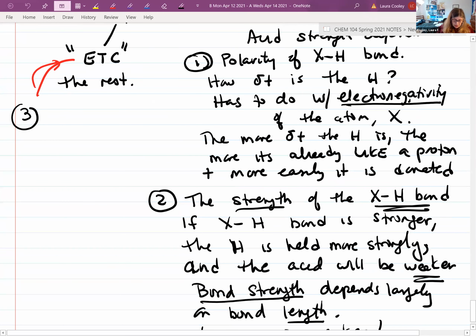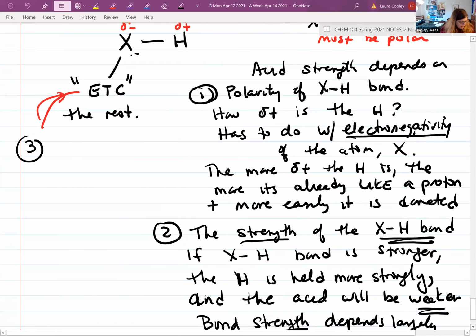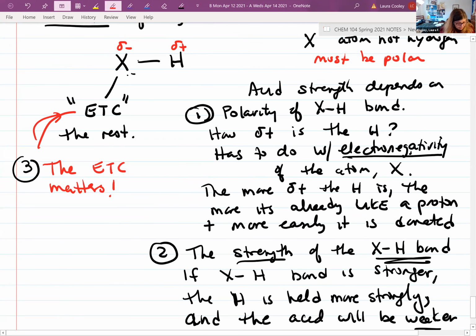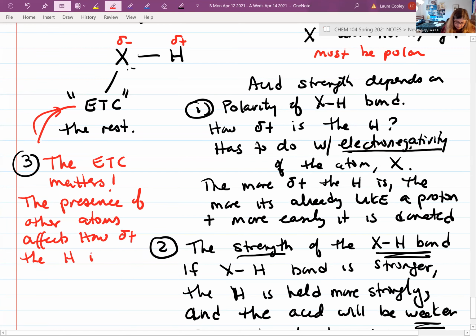So those are two things. The third thing is the etc. The rest of the molecule matters as well. Okay. I guess I'm just going to say for now that the presence of other atoms affects how delta positive that hydrogen is. And I'll talk more about this in a little while.